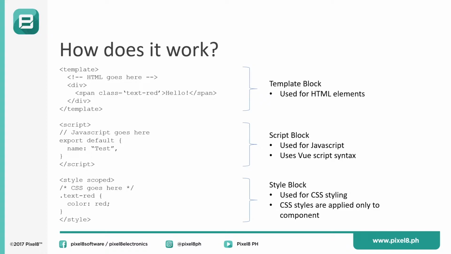For the style block, it is used for CSS styling. Also, CSS styles are applied only to the component. Meaning, if you create a style here, for example this text-red, and you use it on the element span right here on the top, the class will not render on other elements because it is scoped to the specific component. For example, you want to create an element where you would apply a specific class only for that specific element. This use case is a very good example for using scoped styles like the text-red.